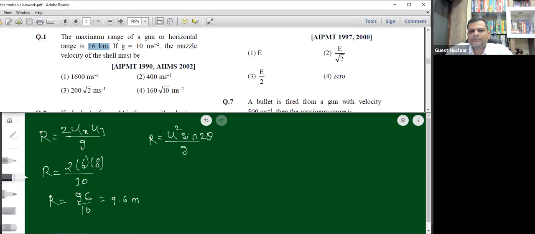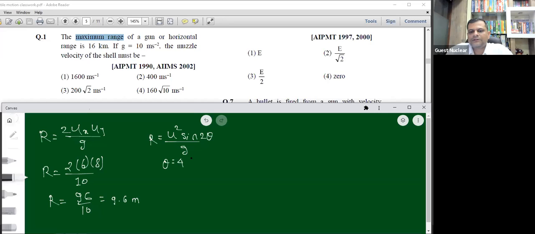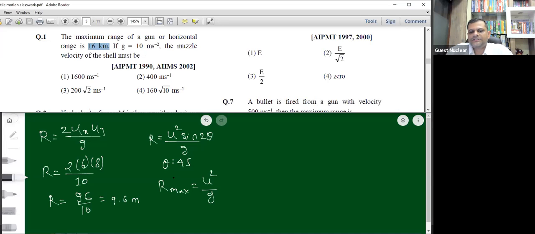But we know that the maximum range is maximum only when theta is equal to 45. Correct? So we have to put theta equal to 45 here. If you put theta equal to 45, sine of 2 times 45 means sine of 90, which becomes 1. Then R max becomes equal to u square by g, and this R max is given to be 16 kilometer. If you replace it here, we get this 16 kilometer.